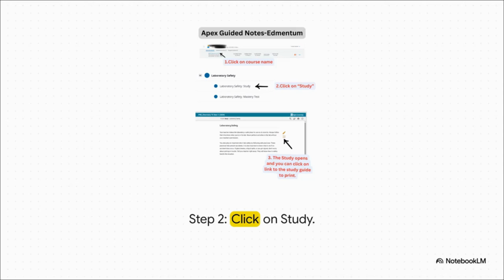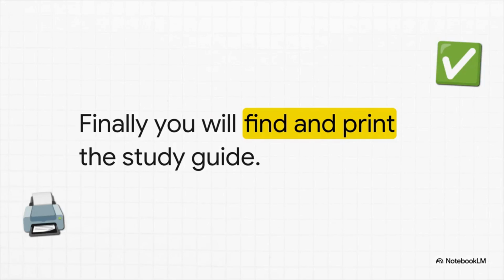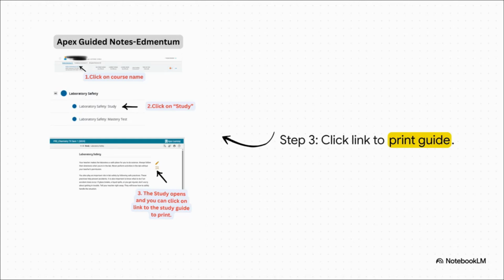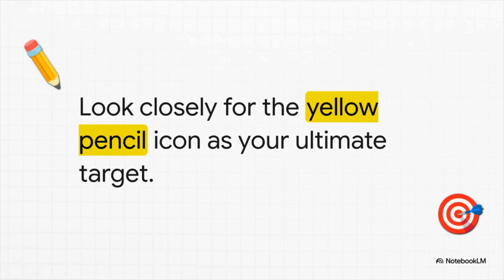Notice that little blue circle icon? You're going to click the study link right next to it. Okay, final stretch. Step 3, find and print. This is exactly what we came for. Once that lesson module actually pops open, just hit the study guide link on the right. Keep your eyes peeled for a little yellow pencil icon. That's your golden ticket right there.